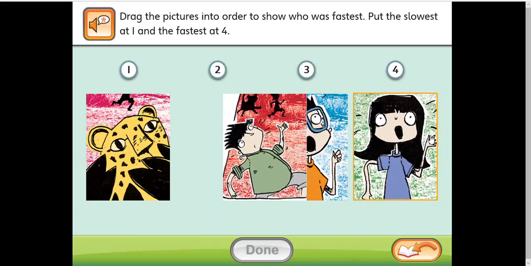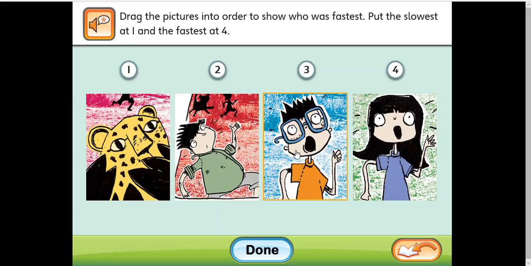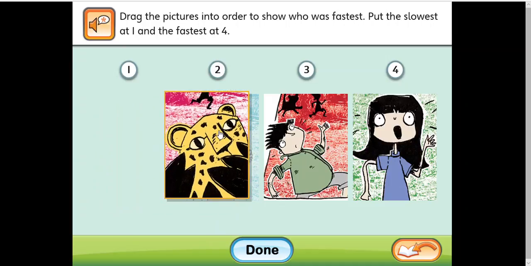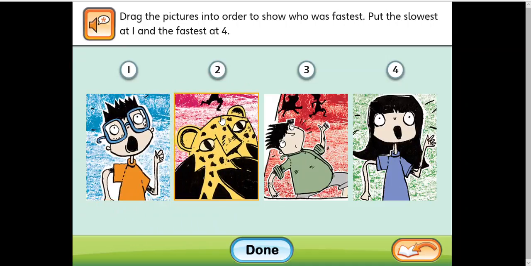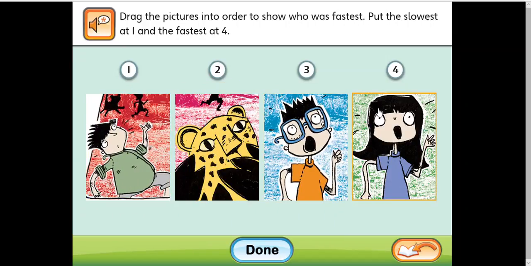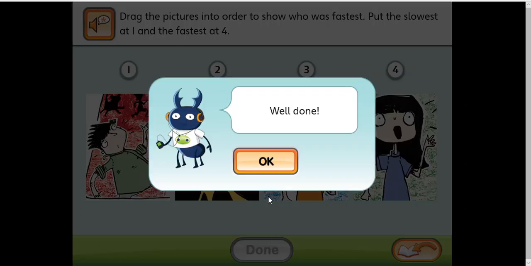Okay, let's try together. Is it correct? I think Dad was the slowest, so let's put Dad at number 1. Lynn was running like lightning, and Ed was fast. I think it's this way. Let's try. Well done. Let's go back to the book.